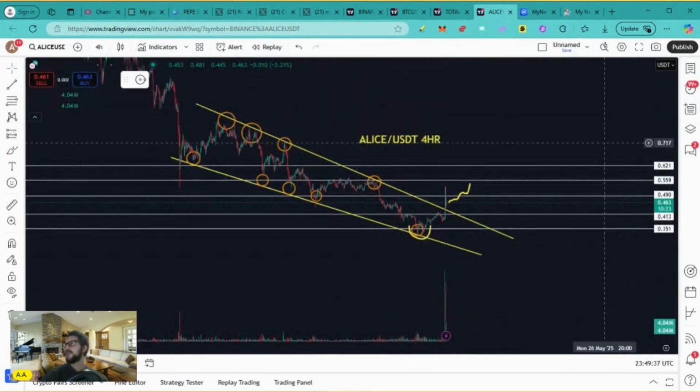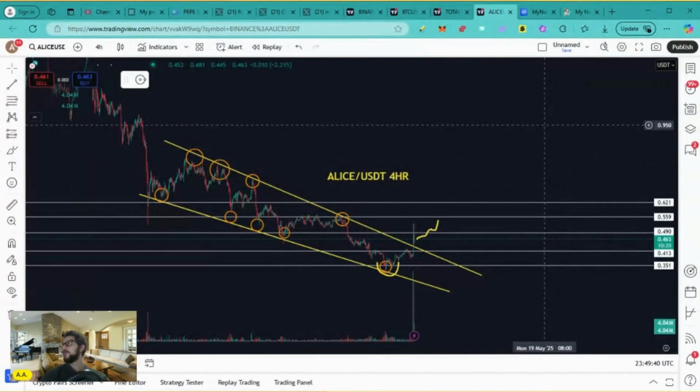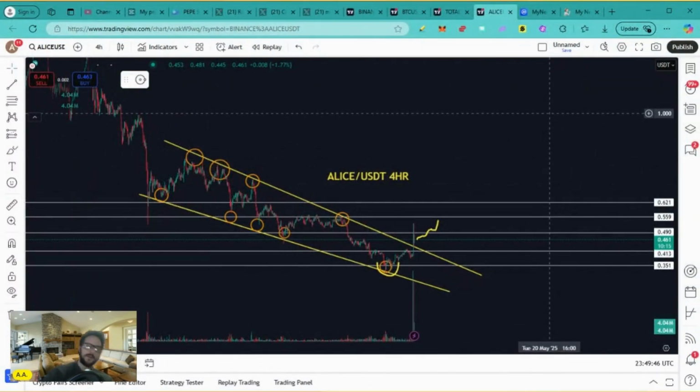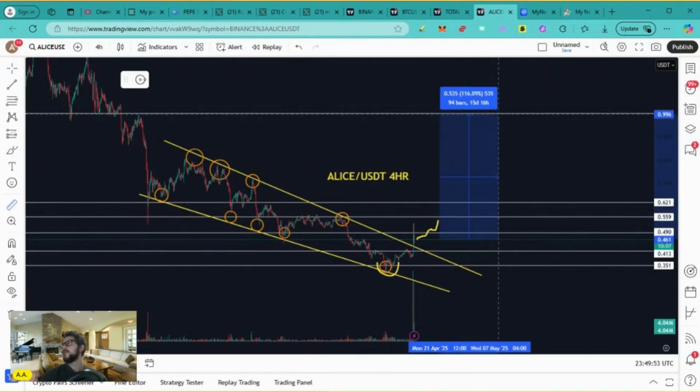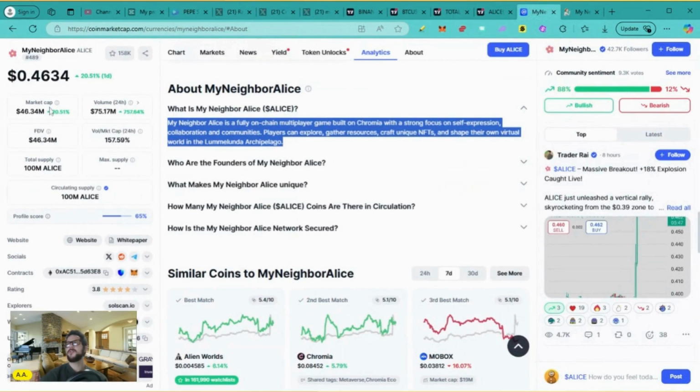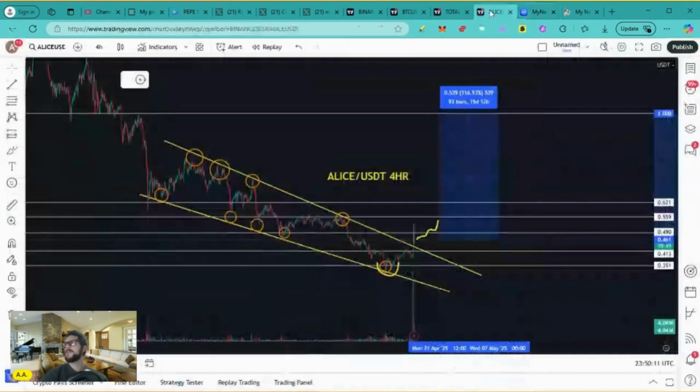I am very bullish on Alice, guys, and I am going to give you my short-term price prediction, which is located around $1. From the current price levels to this $1 price prediction, that's a measured move of approximately 116%. With such a low market capitalization, guys, this is not impossible for Alice. Alice can pump to $1 easily.